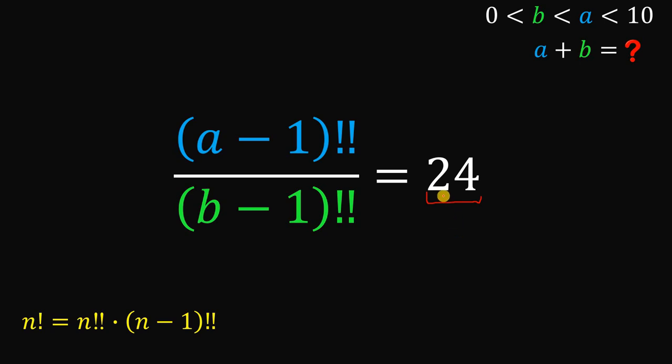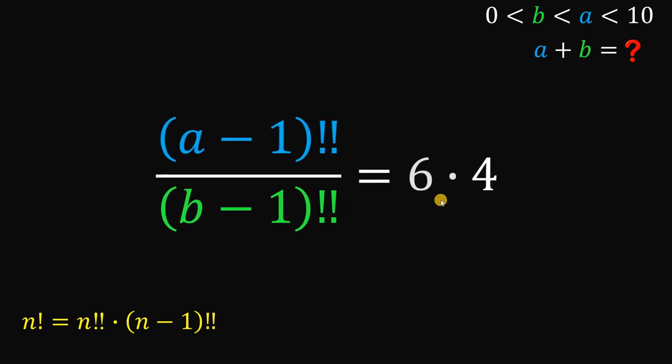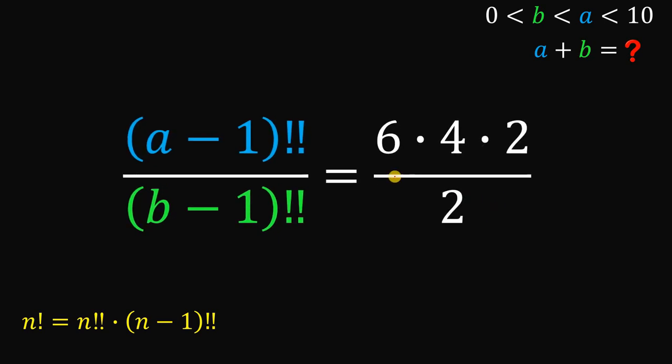Now, here comes the trick. We know 24 must be equal to 6 times 4, and it looks something like a double factorial, right? Because the difference between 6 and 4 is just 2. Now, what we're going to do is multiply this number, 24, by 2 over 2. Therefore, the numerator must be equal to 6 double factorial, while the denominator must be equal to 2 double factorial. Therefore, we can say that a minus 1 must be equal to 6 and b minus 1 must be equal to 2.